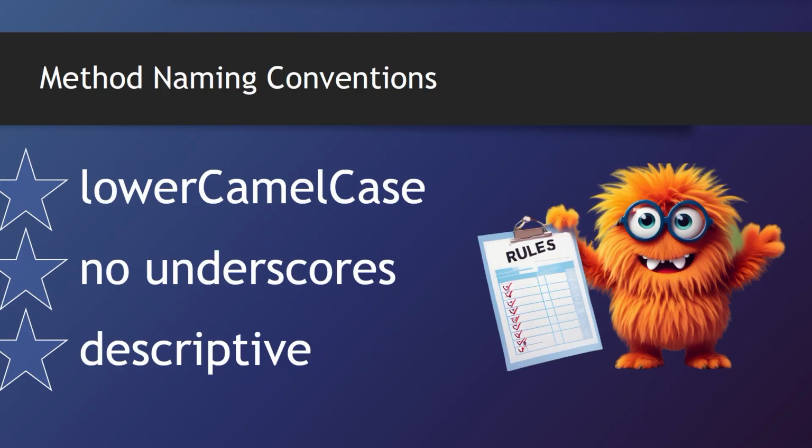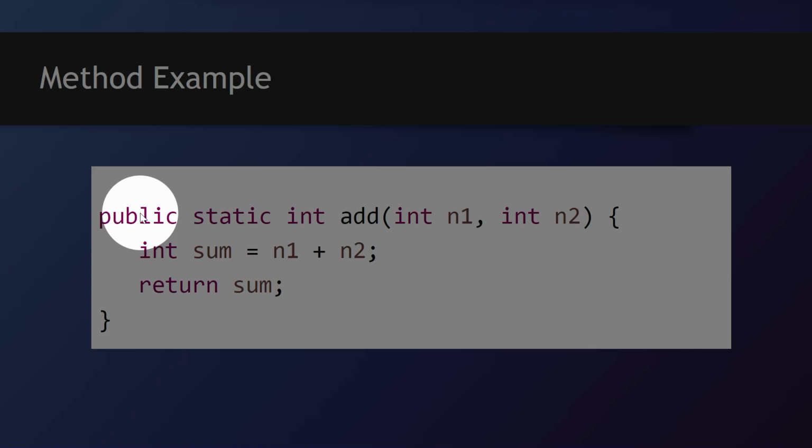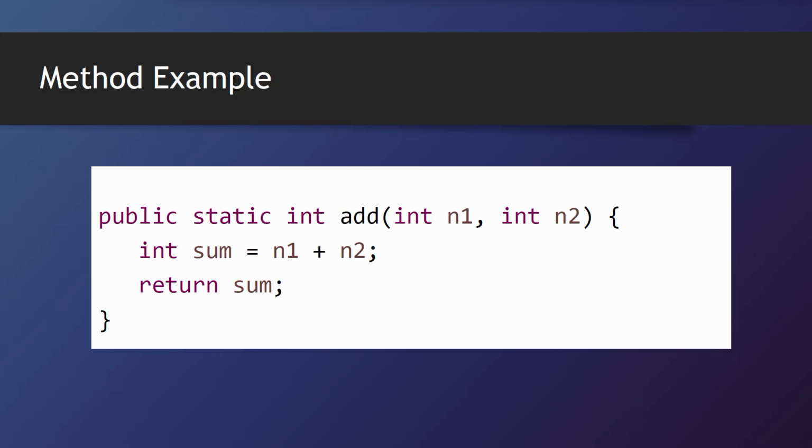Method names should use lower camel case without underscores and should be descriptive of the task. Method names will often contain verbs since methods are how we do things. Our example method is public, and the name follows naming conventions, and is descriptive because the task or action performed by this method is to add numbers together.